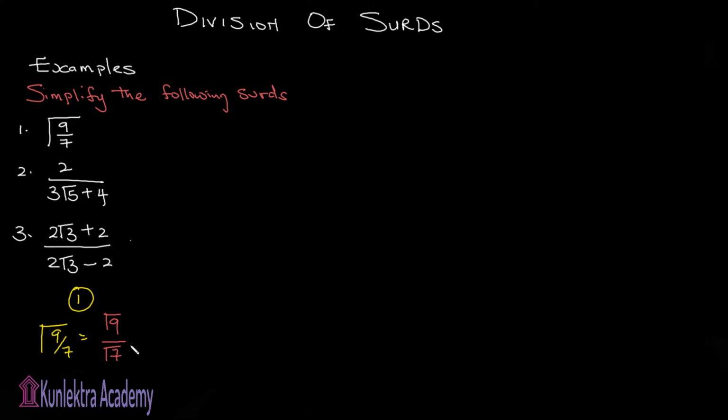Looking at this fraction, you have your denominator to be a surd. But how are you going to go about it? You rationalize. How do you rationalize? By multiplying the numerator and the denominator with the surd value in the denominator. This is what I'm saying. This will be equal to root 9 over root 7 times root 7 over root 7.